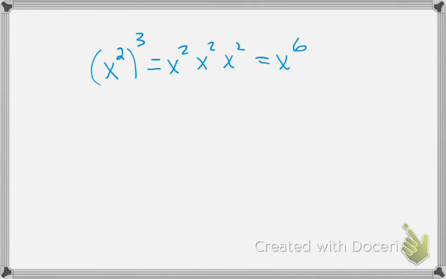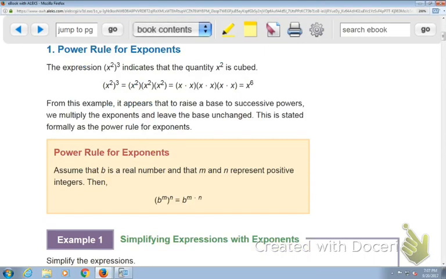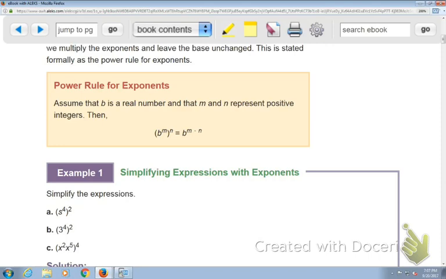So when we have a base to a power raised to another power, what does it look like it's doing? You're multiplying the powers together. All right. So if we had a little orange box, there's the rule. B to the m raised to the nth power is equal to b raised to the m times n. When you have a base to a power multiplied by or raised to another power, you multiply the exponents together.